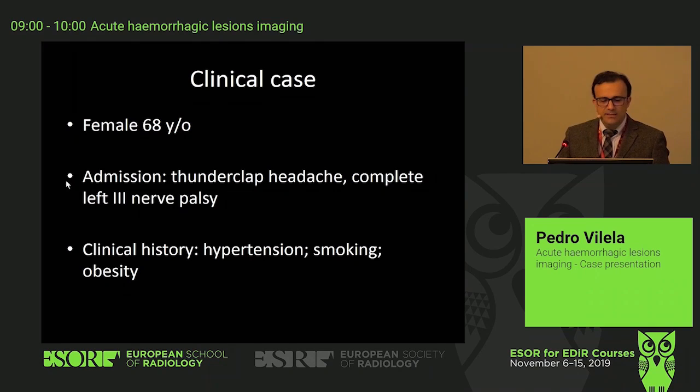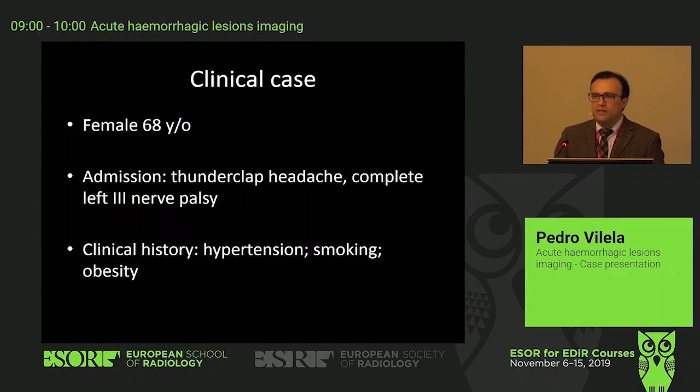But look at the admission. Thunderclap headache. This is like the worst headache that I ever experienced in my life. When your patient says that, what do we think? Perfect. A bleeding, most probably a subarachnoid bleeding, because the patient has no neurological deficit, but has a strong headache. So you are thinking on that. You may think of venous thrombosis. There are a couple of other syndromes that are more rare.